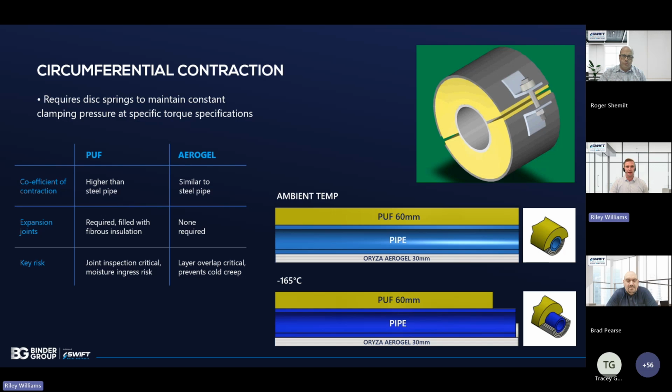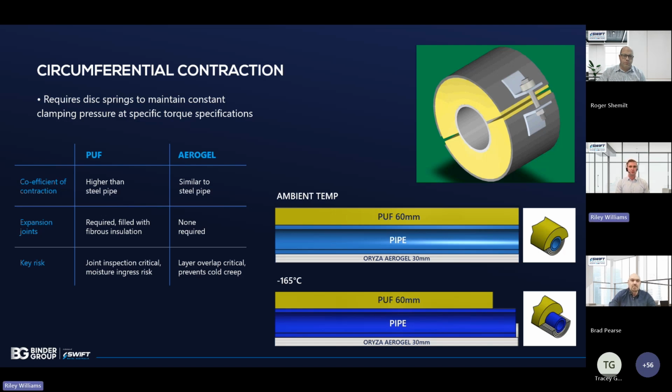First, on circumferential contraction. At a mechanical level, it's managed the same way regardless of what insulation type you're working with. Disc springs are torqued to the required specification, keeping the clamping pressure constant on the cradle as the pipe contracts beneath it. Getting that setting right is critical to maintain contact and to uphold the thermal performance of the system.